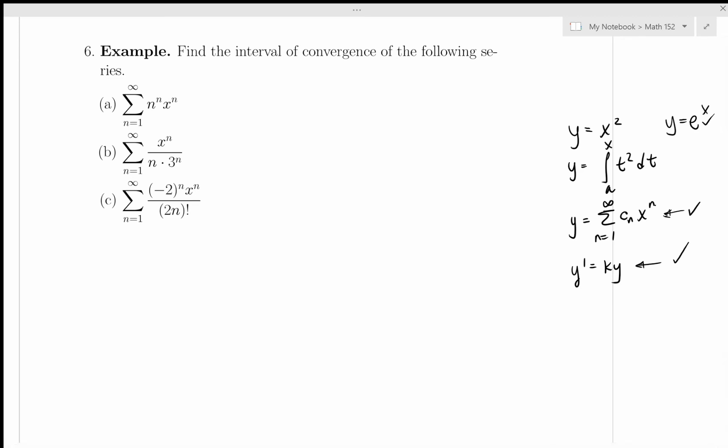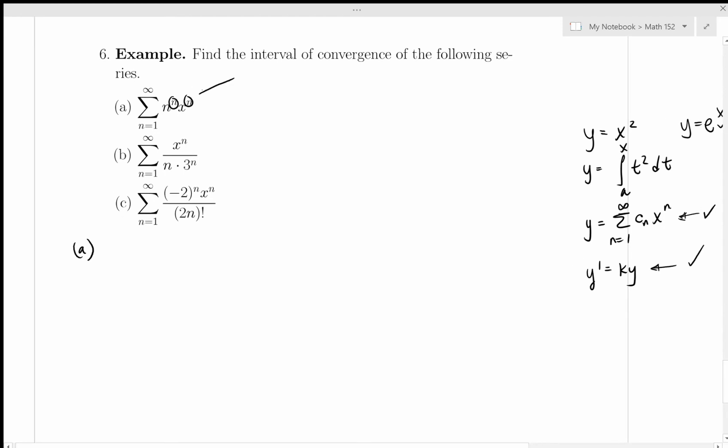So we're now going to try to find the interval of convergence for the following series. Let's look at question A. We're going to see what the interval of convergence is here, and I see this is to the power of n. So I think to myself, maybe the root test would be good here.